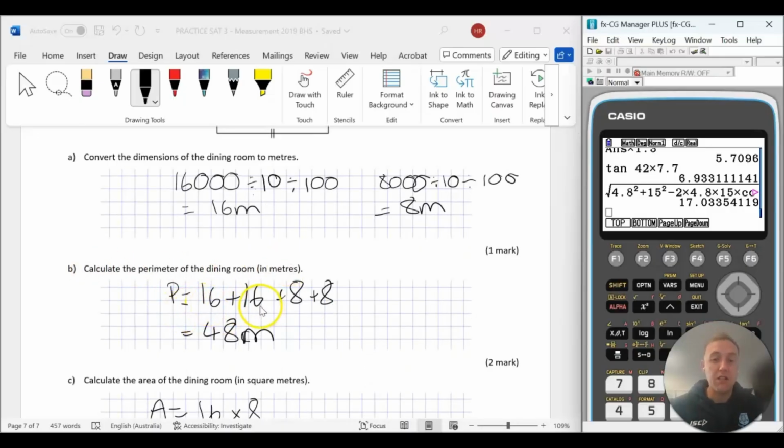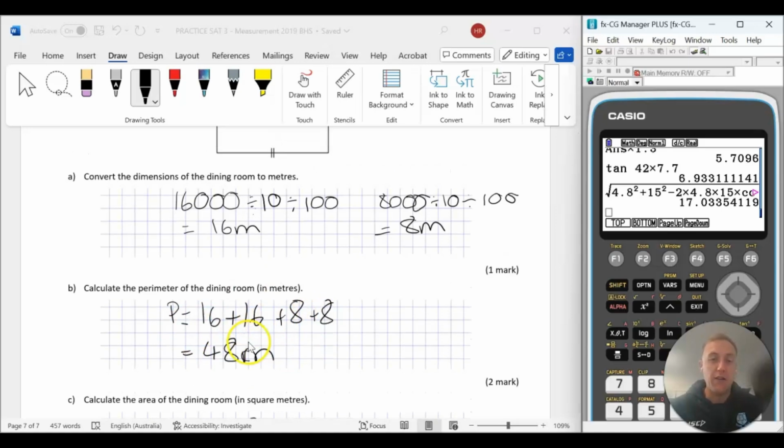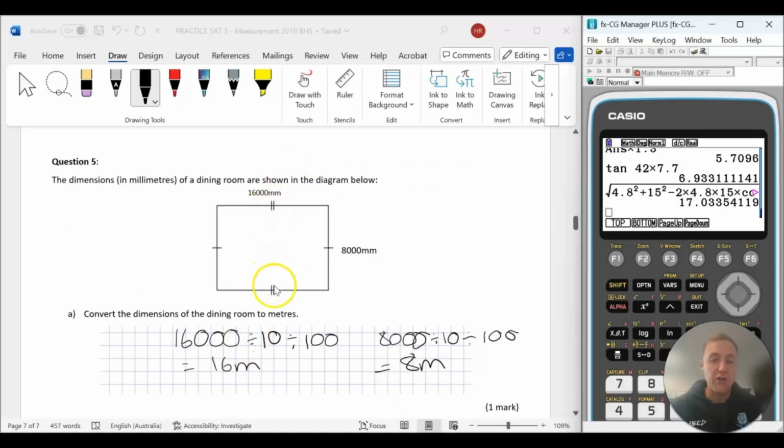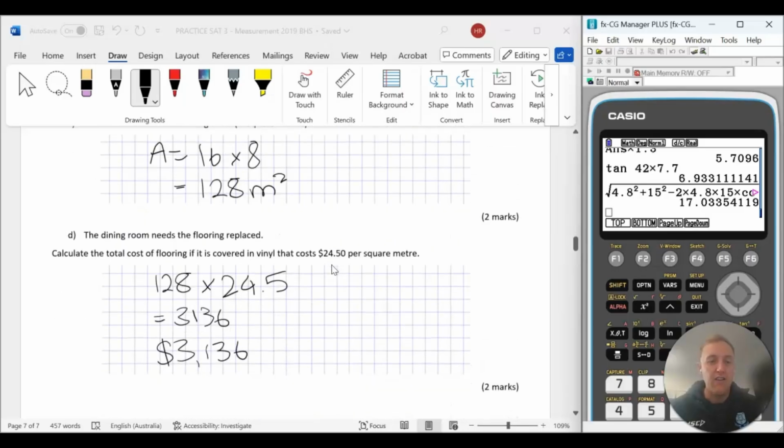Well, we just know it's 16 plus 16 plus 8 plus 8 equals 48. Why? Because we've got these dashes here. The two dashes show that those two sides are the same. The single dash shows that those two sides are the same. And that is that.